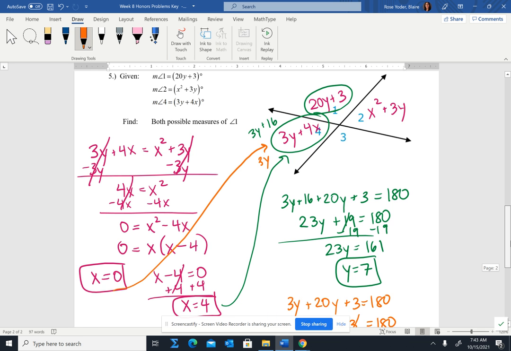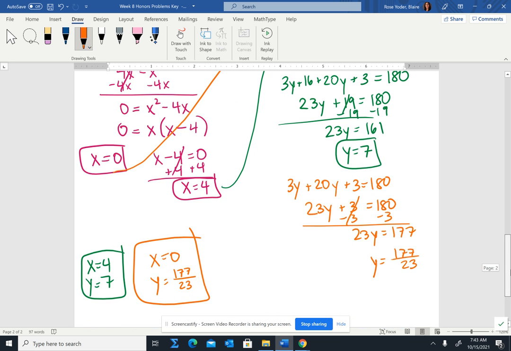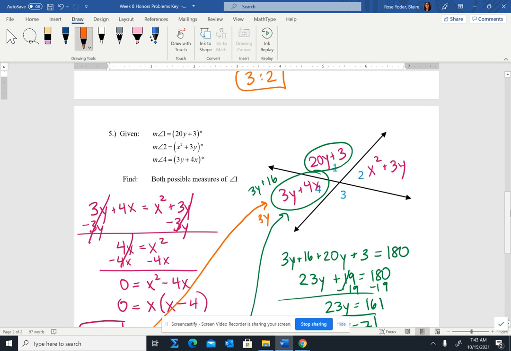It says find both possible measures for angle 1. So I guess we really just care about the y values. So for angle 1, I can plug in 7 for y. 20 times 7 plus 3 is, I think that's 143, but I'm going to use my calculator to check. Yep, 143 degrees. So that's one possible measure.